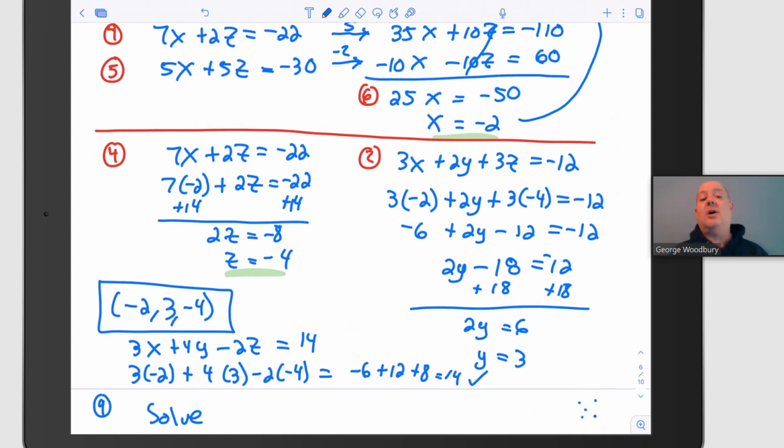All right, so that's how we solve a system of 3 equations and 3 unknowns using elimination. In the next video, we'll take a look at a spin on that.